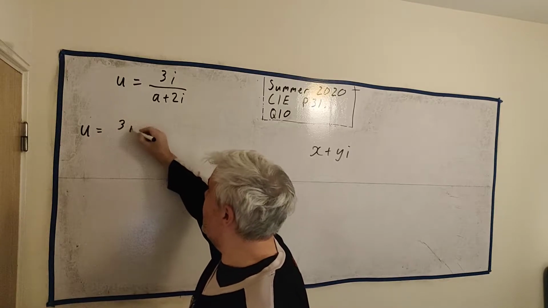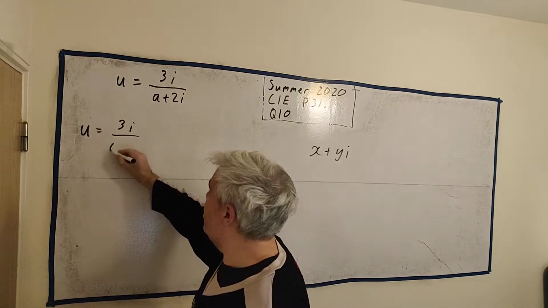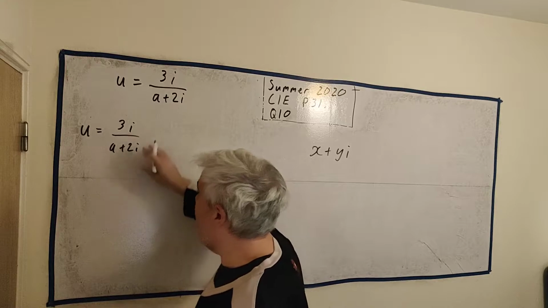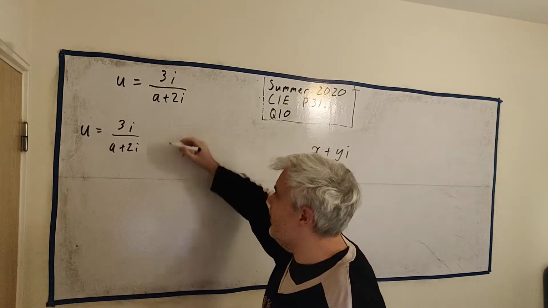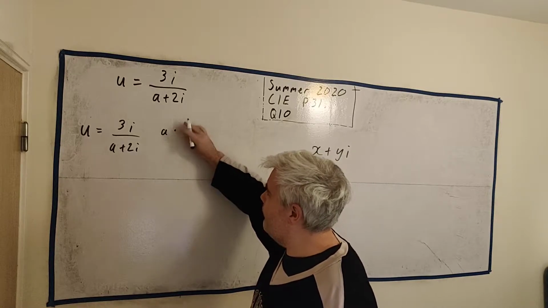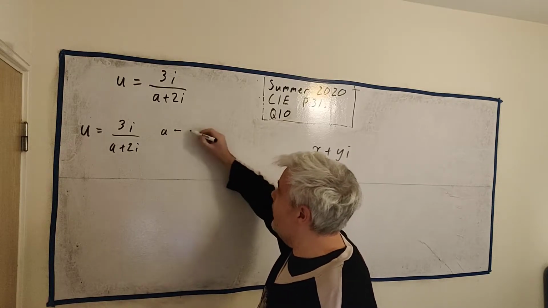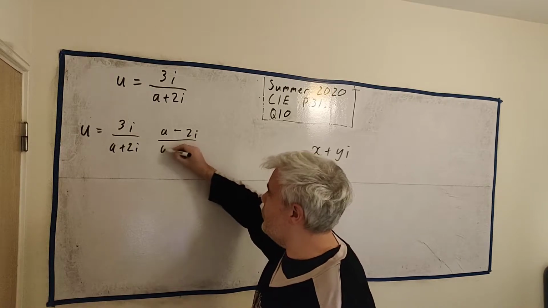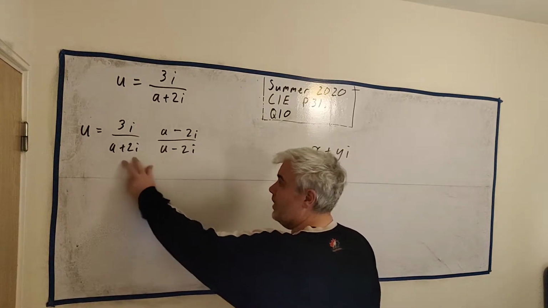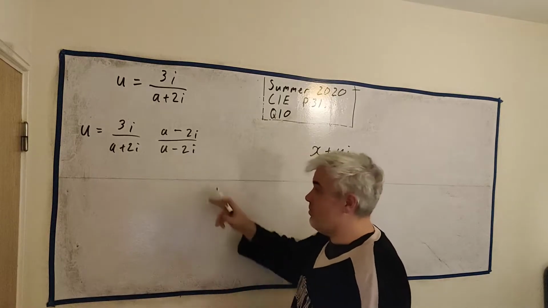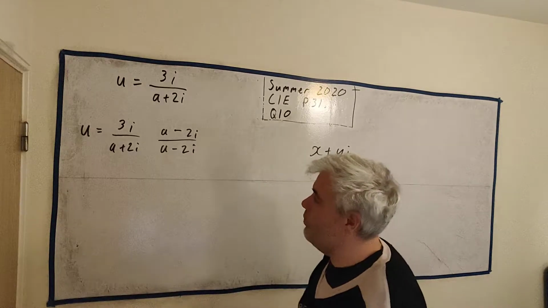3i divided by a plus 2i. How do we divide complex numbers? Because that's all we need to do here. We just need to divide. We do it by multiplying the divisor by its complex conjugate, a minus 2i. Now, if we multiply the bottom row, we can't just invent it, so we better multiply the top row as well.